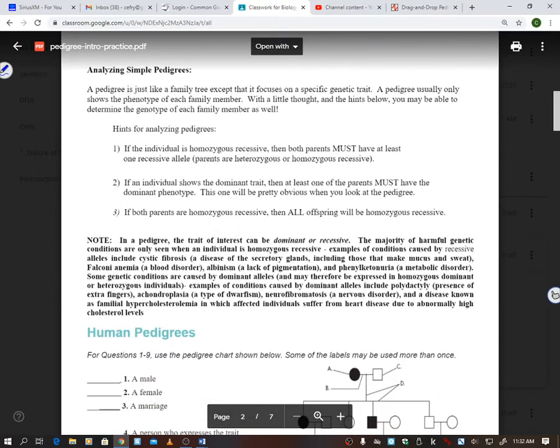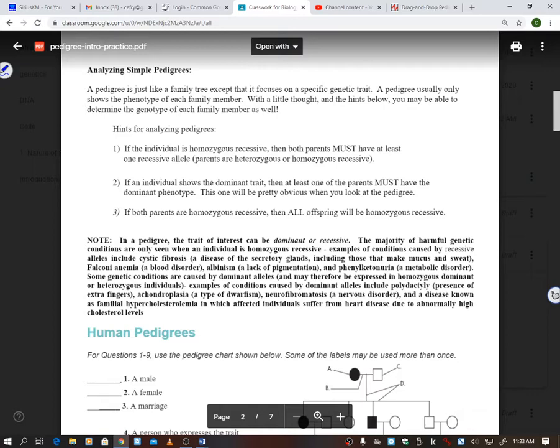A pedigree is just like a family tree, except it focuses on a specific genetic trait. It's not all genetic traits. We pick one and we look at that. So it usually only shows the phenotypes of each family member, but when we start to think about these things, we can start to figure out the genotypes too, and that's going to be the big thing for today, figuring out these genotypes. So, hints for analyzing pedigrees.